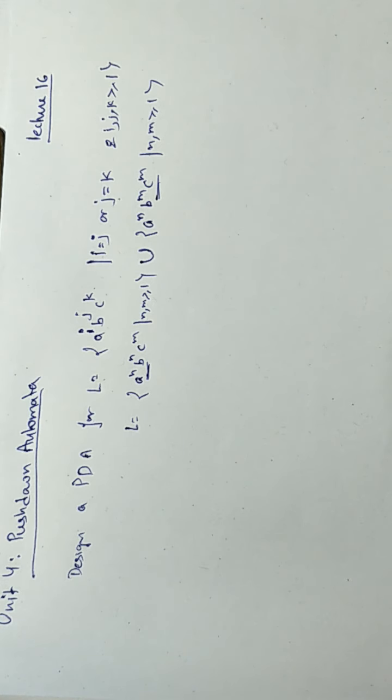This language is inherently ambiguous. If you have seen it earlier in unit 3, we can't do both conditions at one time, because i equal to j and j equal to k means a^n b^n c^n, which is non-context free. So either I have to take the case of i equal to j, or the case of j equal to k at one time.